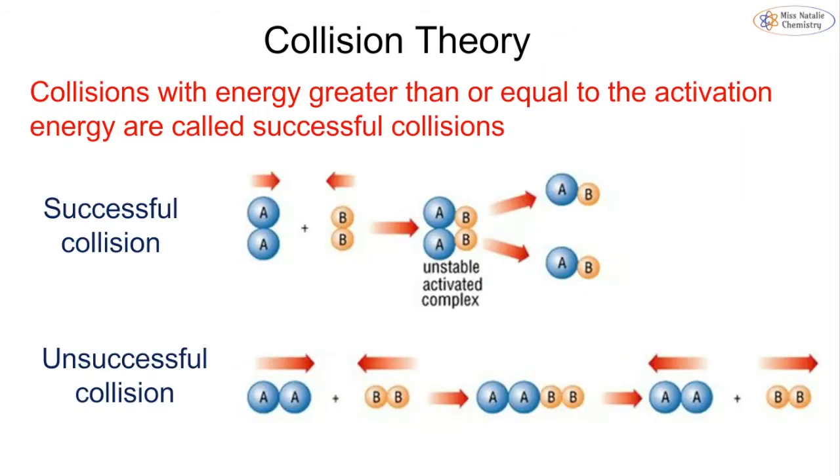If we have a collision happening with an energy greater than or equal to the activation energy, then we call these successful collisions. So that means that in this first one here, molecule A and molecule B are hitting each other with enough energy that is higher than the activation energy for them to react. And then we make our compound products.